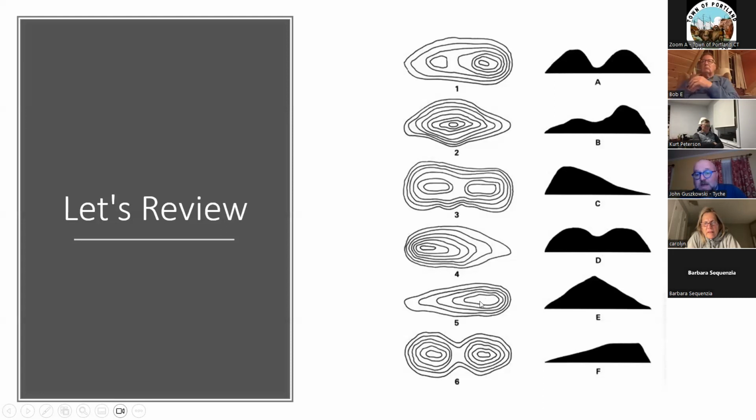If you look at the top contour here, it's a relatively large area of flat. It's kind of a plateau. So which one would 5 represent? F. Right, exactly.